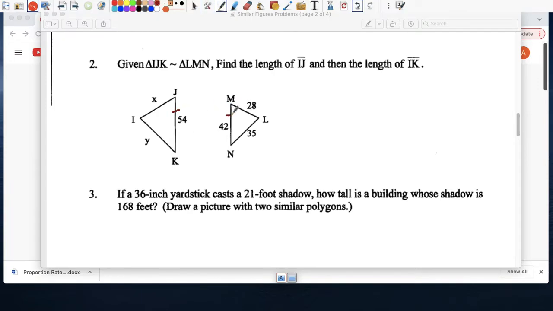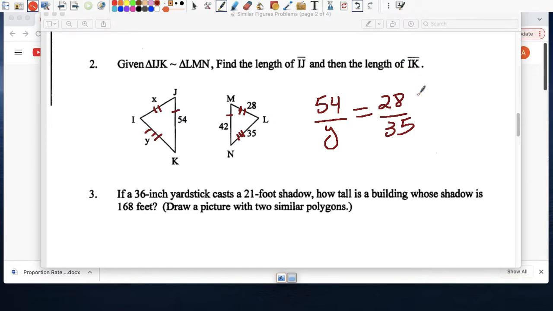This side corresponds to this. What do we want to find? We want to find x and y. All right. So that corresponds to that. This one corresponds to this. And this one corresponds to this. I'll put 3 marks and 2 little dots here. So we need to find both sides. So let's set our proportion. 54 corresponds to 28, right? The y corresponds to 35. So that's our first proportion.